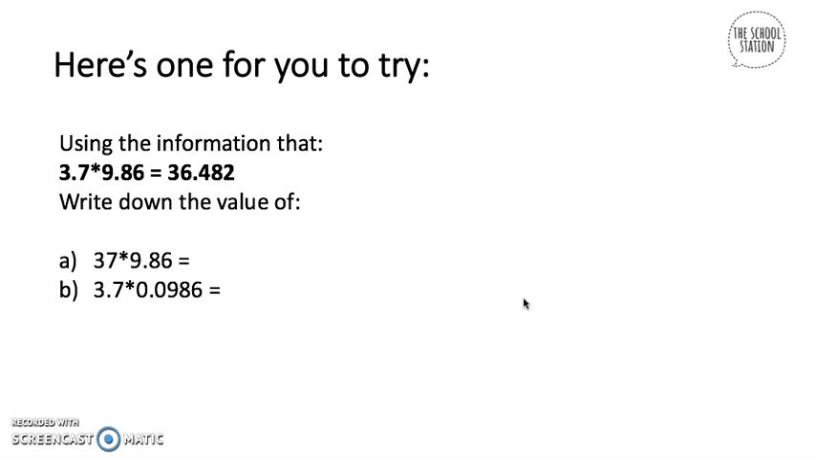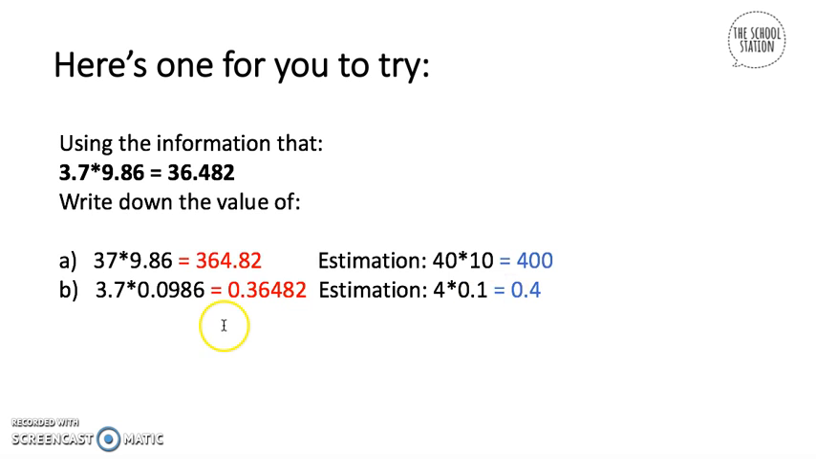Alright guys, so I hope you guys have tried it out and also used estimating to check your answers to see if it is close to your real answer. So here is the answer. As you guys can see, we have 37 times 9.86, which is 364.82, and we checked our answer using estimation by rounding 37 to 40, and we rounded 9.86 to 10. So 40 times 10 is 400, and 400 is pretty close to 364.82. So therefore we know that we did a correct estimation and we got the correct answer.